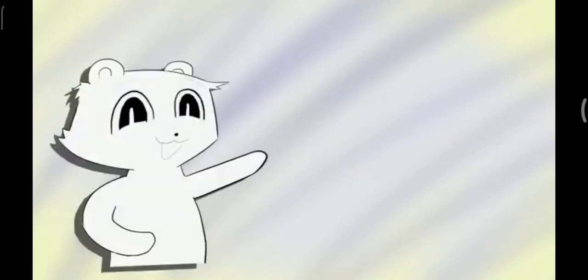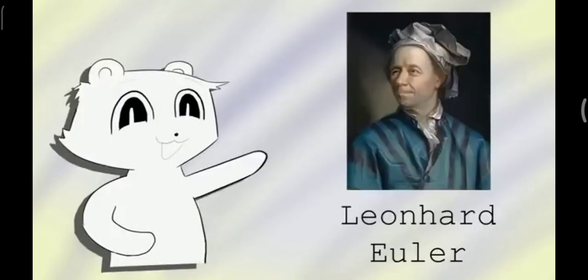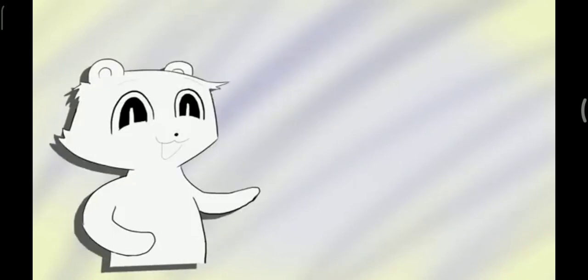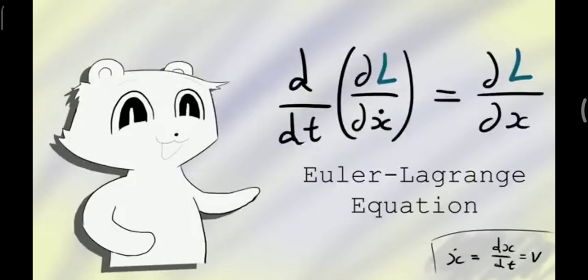To find this path of least action, Lagrange went to his good old friend Euler. Yes, Euler, the guy that has everything named after him. Together, they developed the calculus of variations and made the Euler-Lagrange equation. There's plenty of interesting videos describing how it's derived, so I'll just go over how to use it.